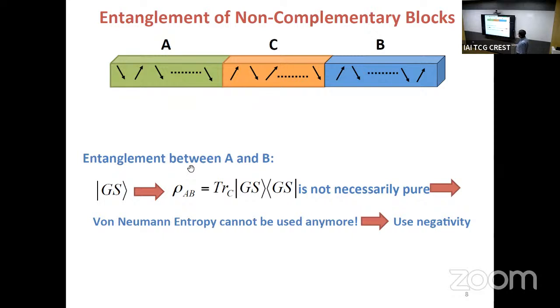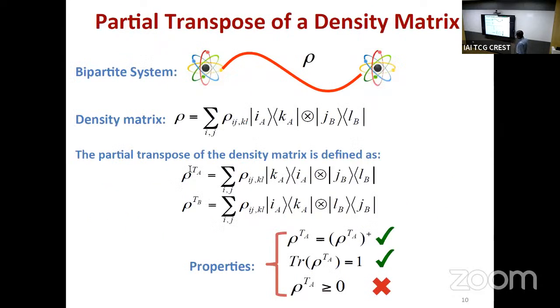So one has to use something else, which is called negativity. It is computed in a complicated way, but it works for mixed states. I should have clarified what we mean by entanglement when we think of mixed states. It can be quite surprising.